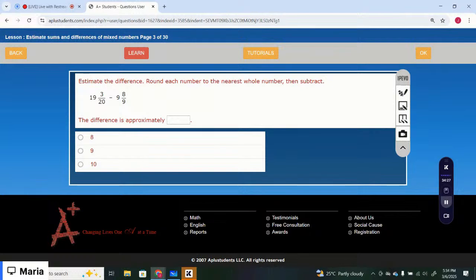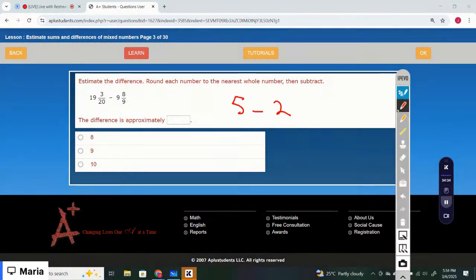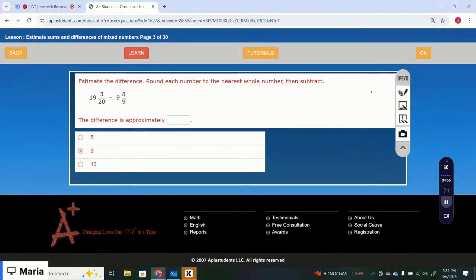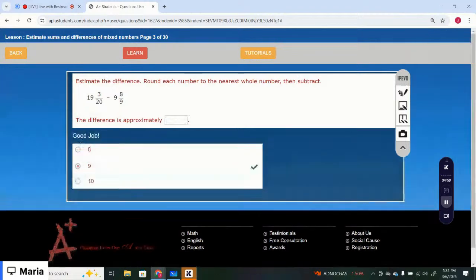19 whole 3 by 20 minus 9 whole 8 over 9. 3 over 20 is less than half. So you need to round down to the same whole number. 8 over 9 is more than half, so you need to round up to 10. So 19 minus 10 is 9. Option number 2 is the correct option. 9 it is.